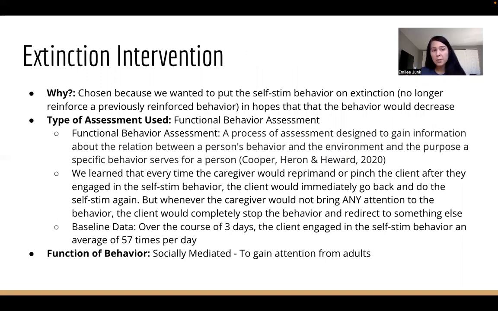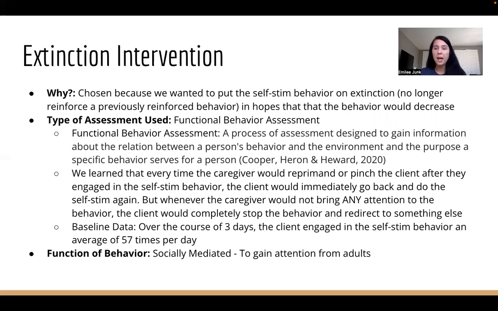Why did we choose this intervention? This behavior intervention was chosen because we wanted to put the self-stim behavior on extinction, which again means no longer reinforcing a previously reinforced behavior, in hope that this behavior would decrease. The type of assessment that was used was the FBA, or Functional Behavior Assessment. An FBA is a process of assessment designed to gain information about the relation between a person's behavior and the environment and the purpose a specific behavior serves for a person.